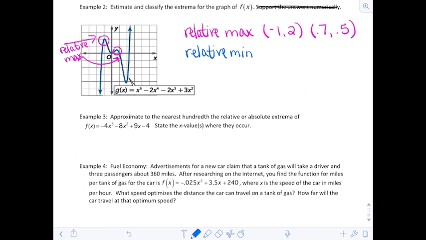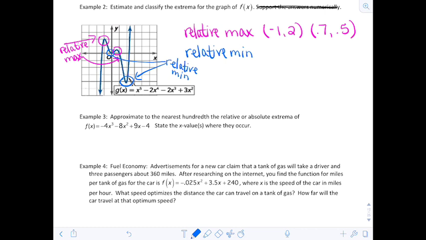Okay, my first relative min, farthest to the left, would be this one right here. Kind of dips down. And then I have another low one right down here. So those would be my relative minimums. Definitely not the lowest values of the function, but they kind of bottom out. They change behavior, rather, from decreasing to increasing.